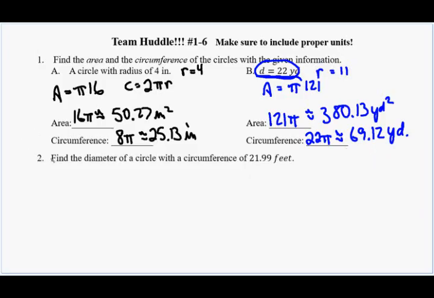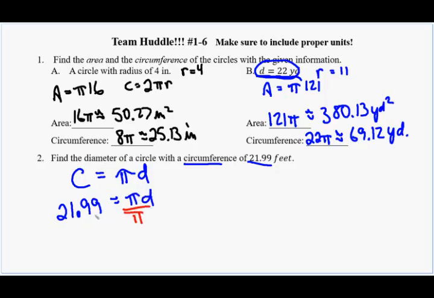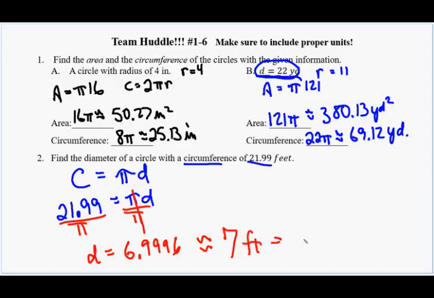Okay, number 2. Find the diameter of a circle with this given circumference. Well, circumference equals pi times diameter. We know the circumference is 21.99 is equal to pi times diameter. And we're going to divide both sides by pi. And that's going to make our diameter equal to 6.9996. I have no problem if we round that to a nice 7 feet for our diameter.